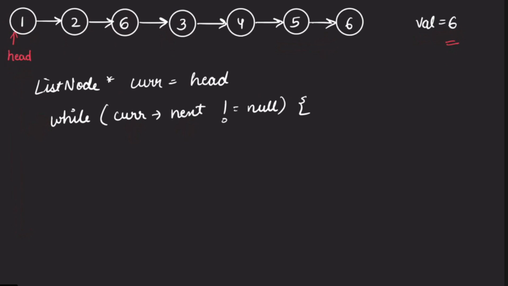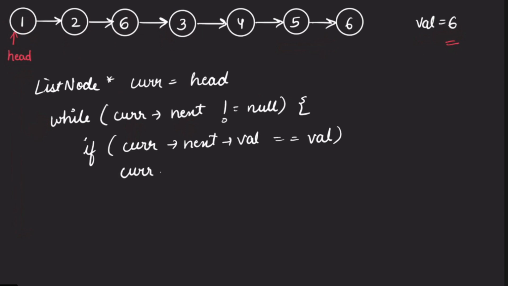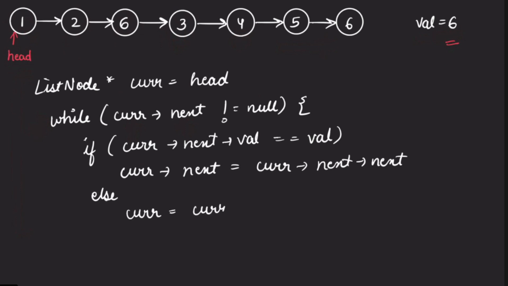So now we will check inside our loop that if the value present in current's next is equal to the val given in the input, then in that case what we'll do is current's next equals current's next of next. And if it is not, then we'll simply move forward. So we will do else current equals current's next.